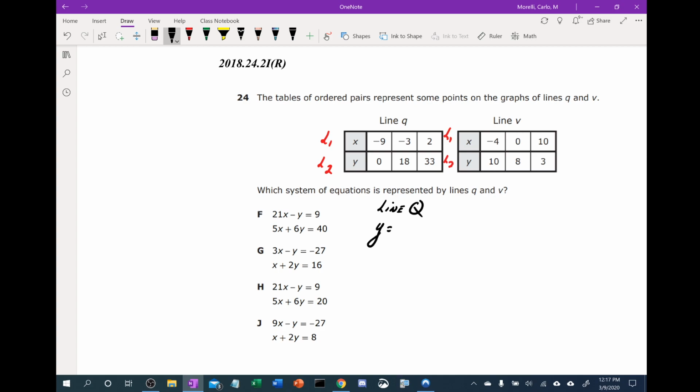Y equals 3x plus 27. And for line V, what do we come up with?